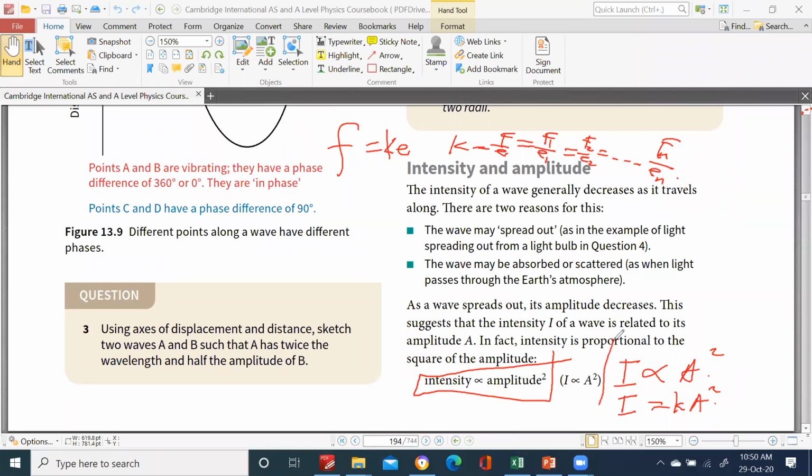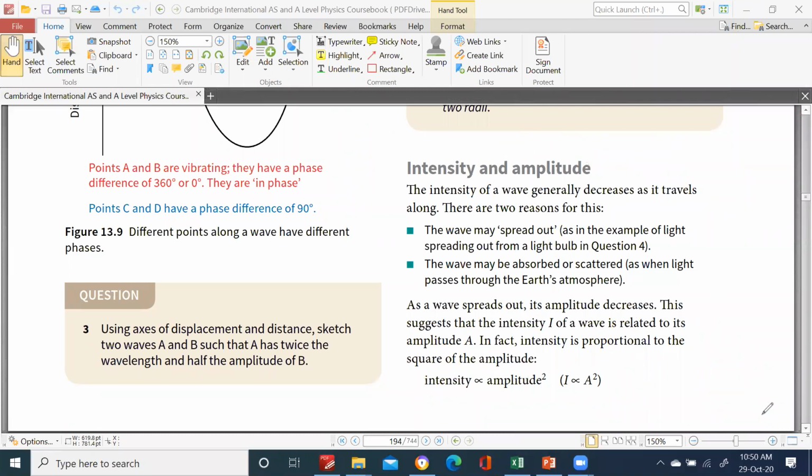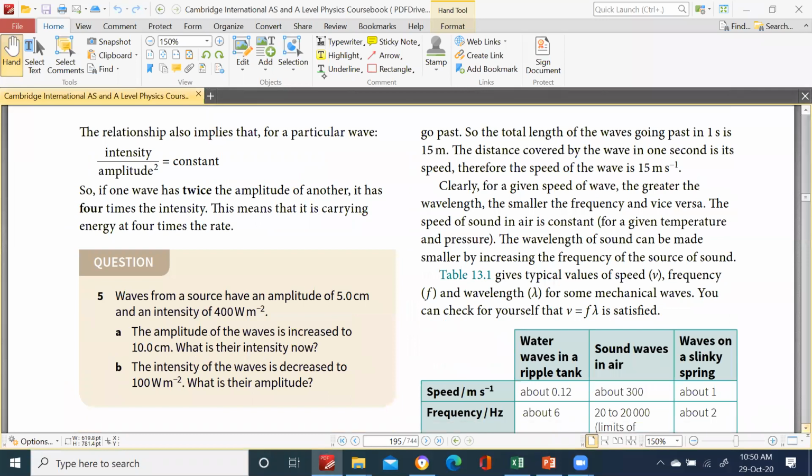Now, when we come to this, we are going to use the same expression in the calculation. This is what I mean here on the next page, for example. In case you have intensity being equal to kA squared, you can have your constant k being equal to I over A squared. In other words, I1 divided by amplitude 1 squared gives the same quantity as intensity 2 divided by amplitude 2 squared.